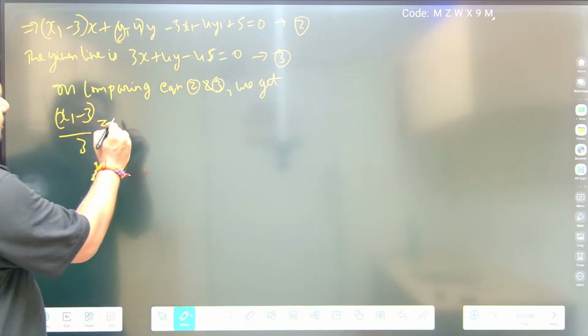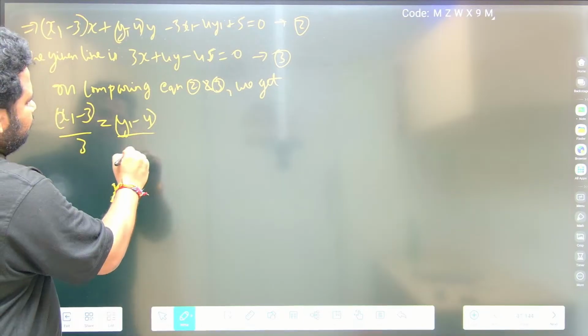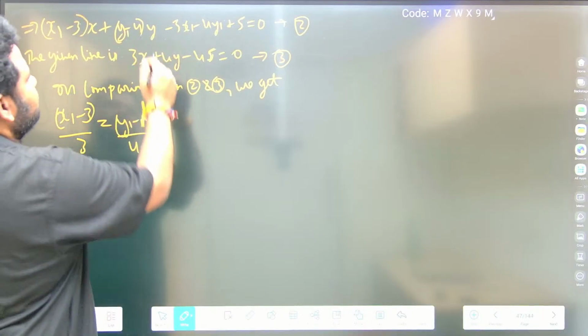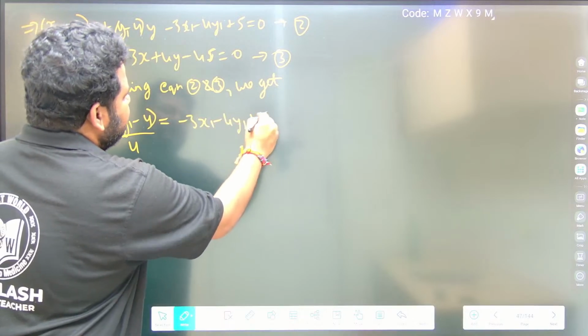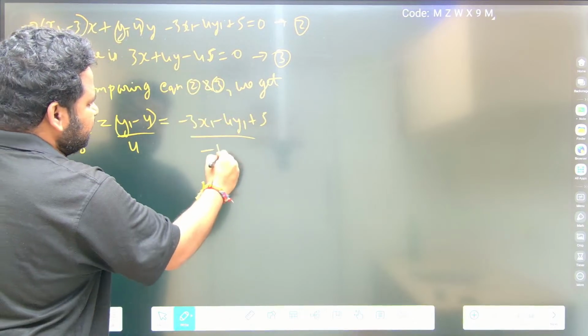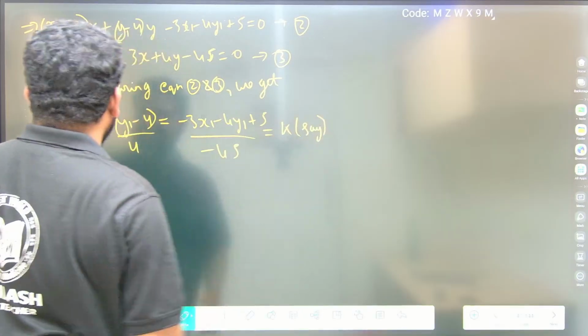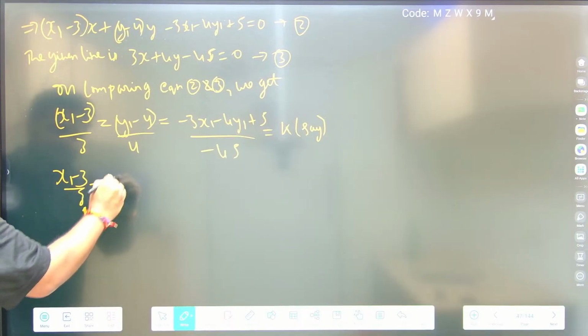This will become y1 minus 4 divided by 4, would be equal to the constant. The constant value is minus 3x1 minus 4y1 plus 5 divided by minus 45. Let it be equal to k. Now let us write it as (x1 minus 3) by 3 will be equal to k.